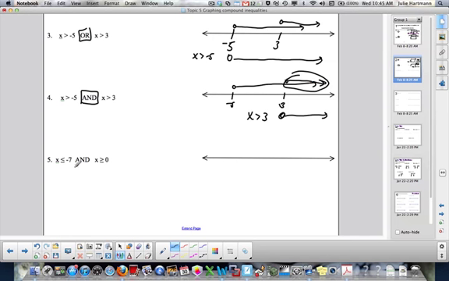Okay, next one, x is less than negative 7, less than or equal to, so that's closed and to the left, and greater than or equal to 0. So, because it's and, that's what's shaded for both. Can I be here and here at the same time? No. No, you can't. That is no solution. Okay? So when it's and they point away, that's your no solution.